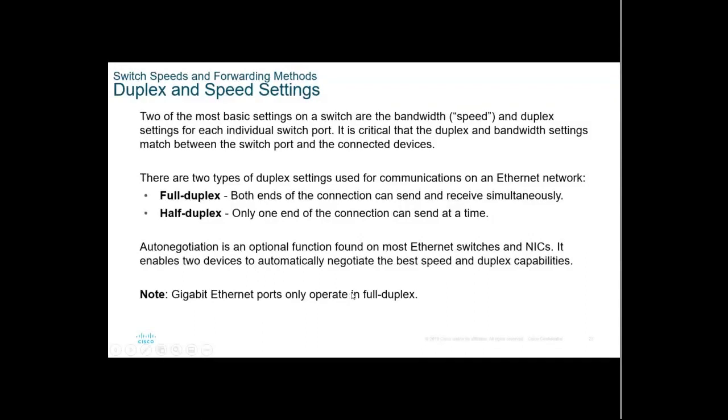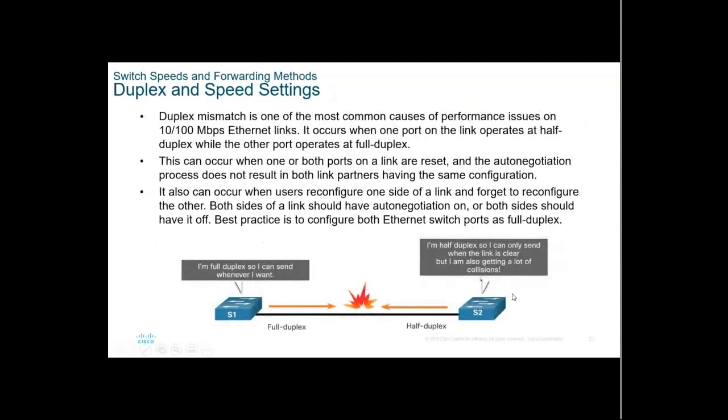Gigabit Ethernet ports only operate at full duplex. It achieves that gigabit Ethernet speed because of full duplex. Duplex and speed settings. So like I said, if you have two devices, like two switches here, with a cable that uplinks them, and one is configured as full duplex and the other is configured as half duplex, it doesn't work.